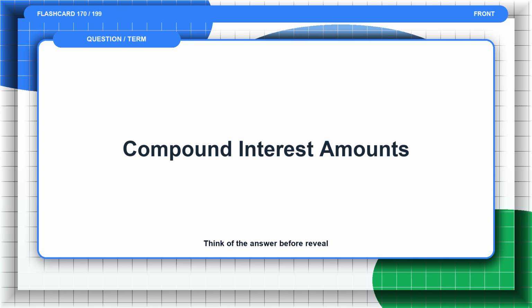Flashcard 170. Compound interest amounts. Pause and think of the answer before the reveal.